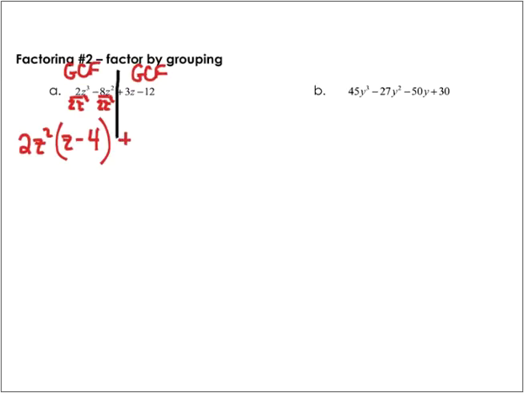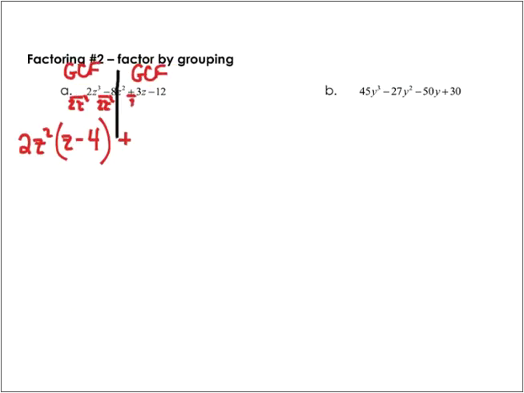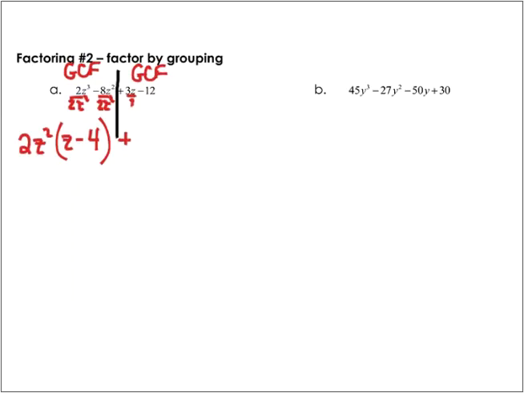Look for the GCF in the second group. You actually can divide both of those by 3. The GCFs do not have to be the same for the two groups. So I'm going to put the 3 out in front, and 3z divided by 3 is z. 12 divided by 3, there is a minus in between, is 4.